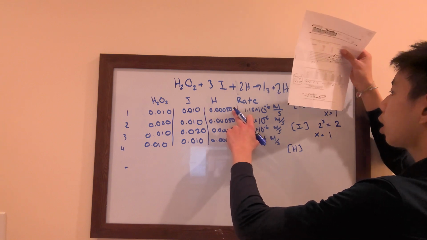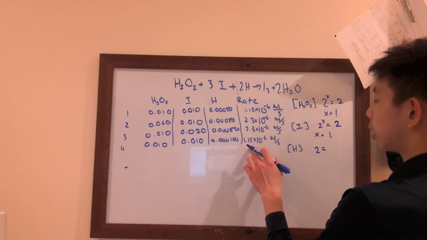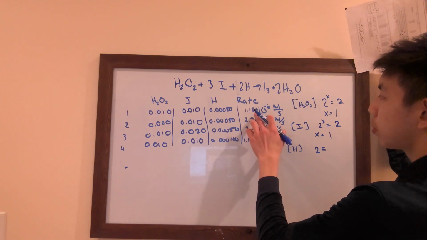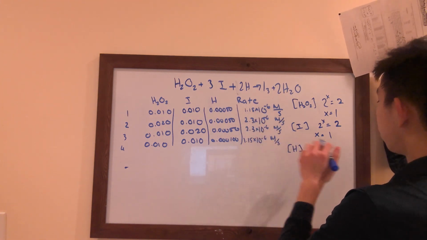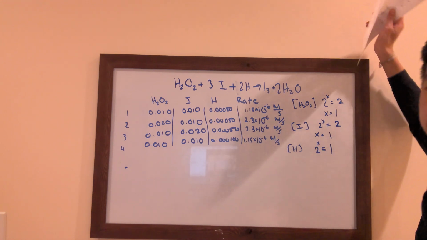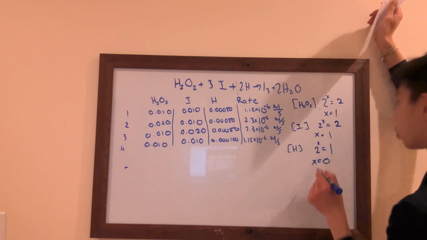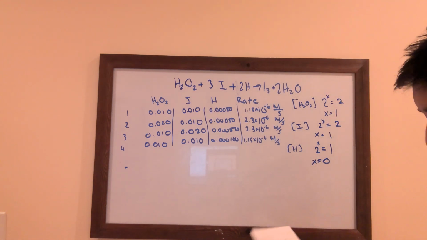This will give you 2. And look, 1.15 times 10 to the minus 6 divided by 1.15 times 10 to the minus 6 will give you 1. So 2 to the x equals 1. Anything to the 0th power will give you 1. So x will be to the 0 order. So cool, we have all of our orders down.